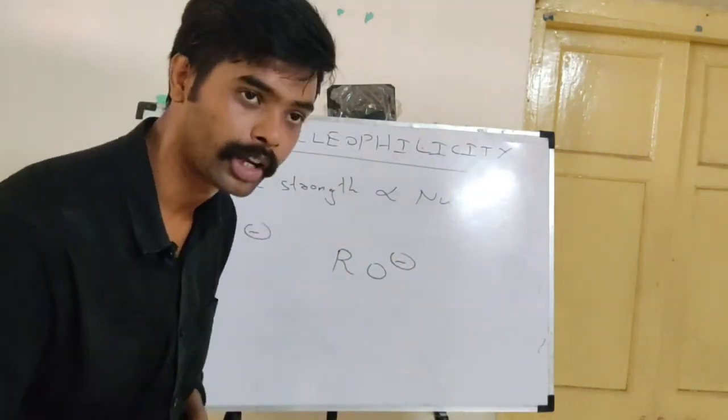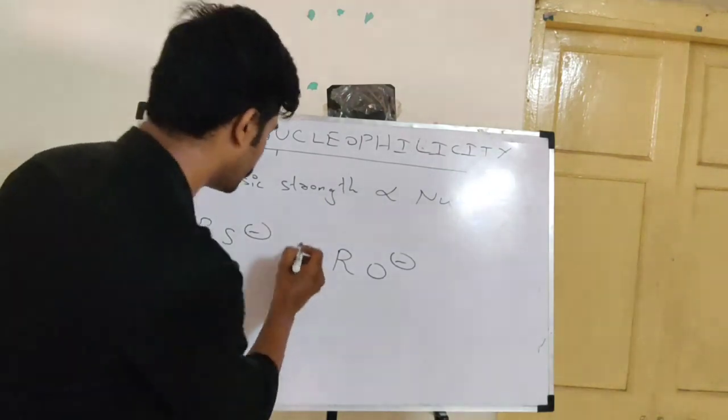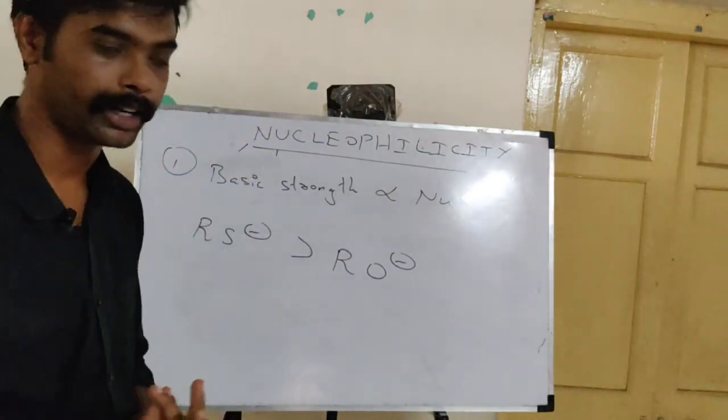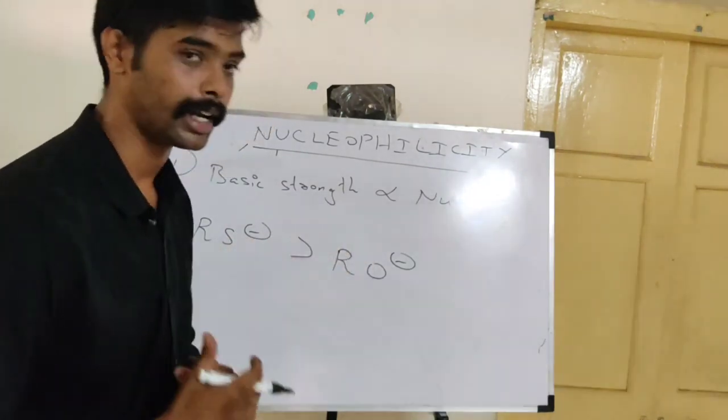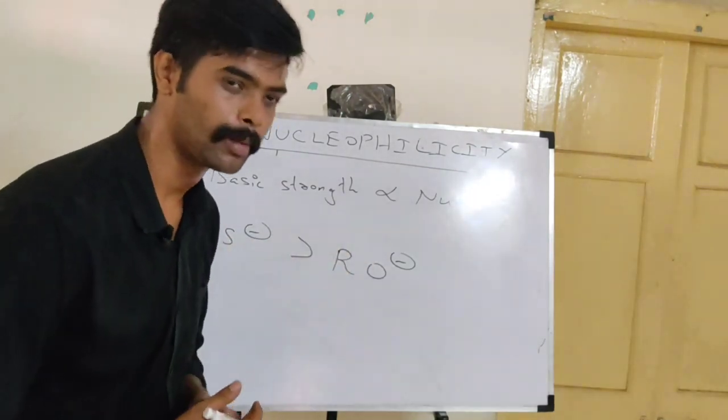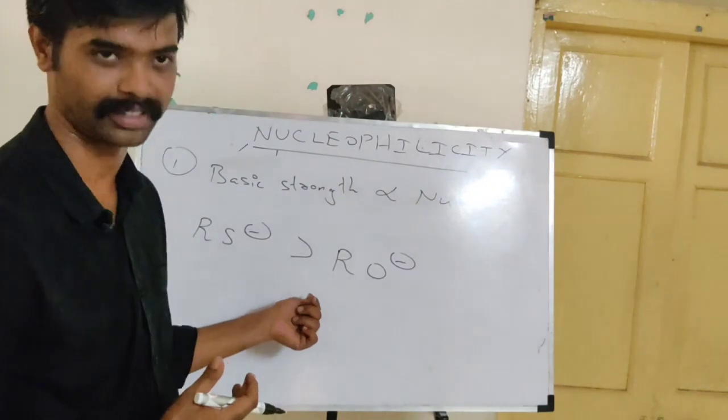But the opposite is going to be true. The nucleophilicity order is going to be like this. So what I'm trying to tell you is that RS minus is going to be a better nucleophile than RO minus. Now we have to come up with a plausible explanation of why this happens like this.